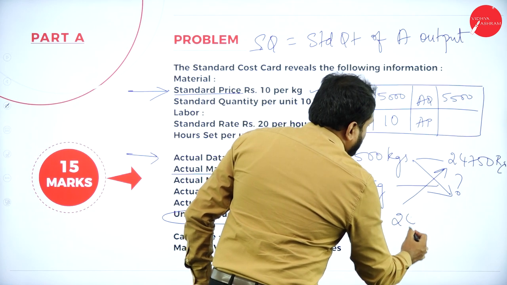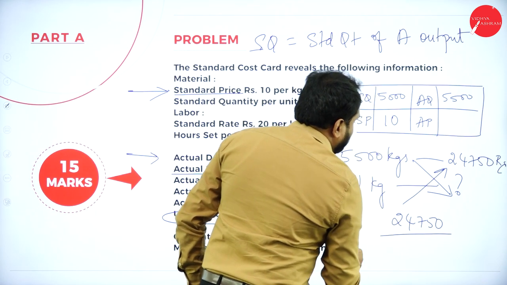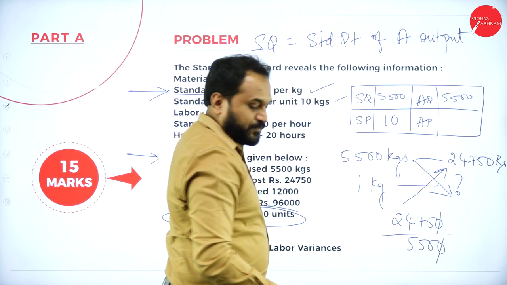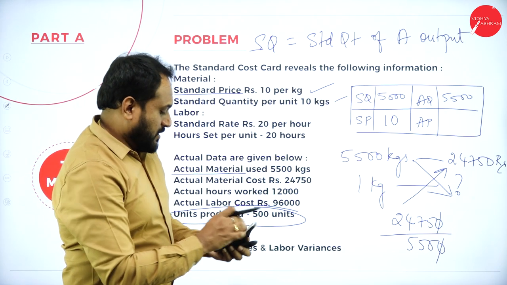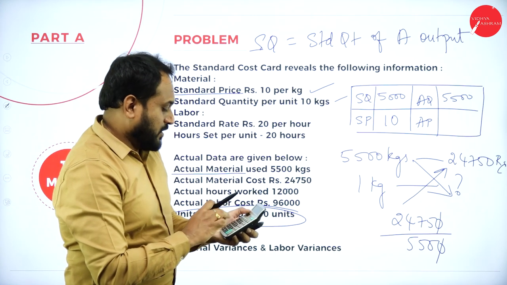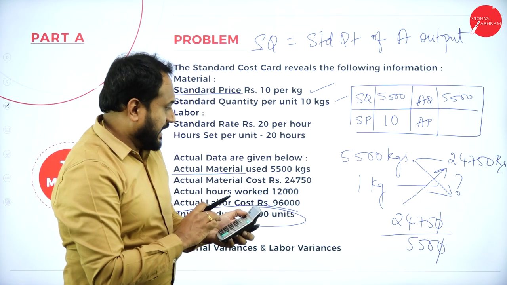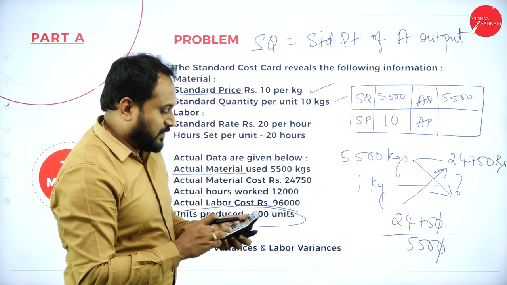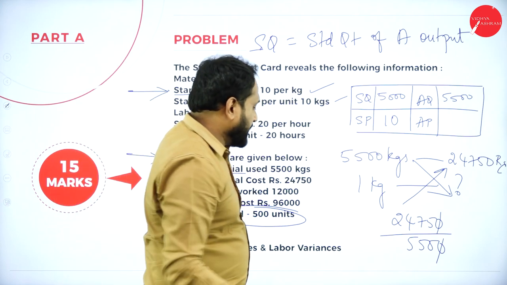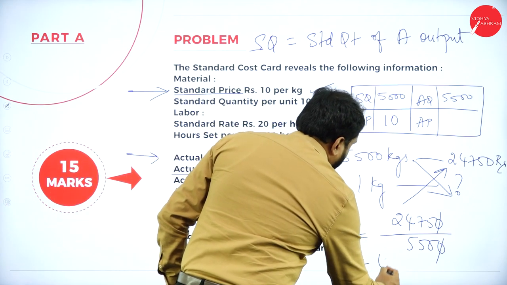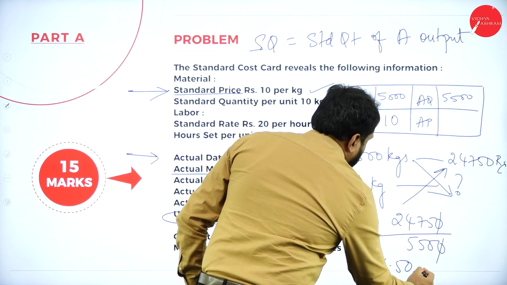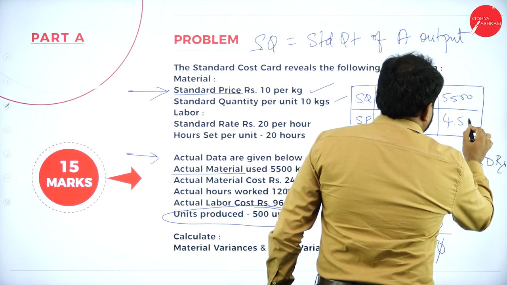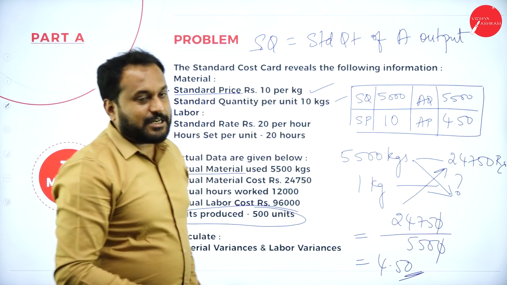So that is 24750 divided by 5500. The zeros cancel. Now take your calculator: 2475 divided by 550 is equal to 4 rupees 50 paisa. So I'll write the actual price as 4 rupees 50 paisa. Now what are we supposed to do?